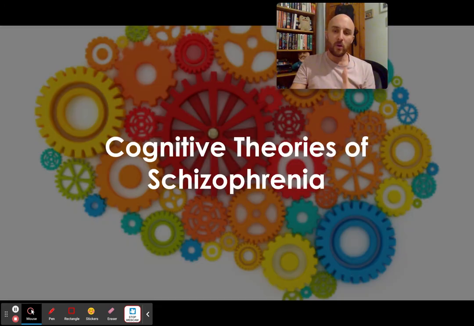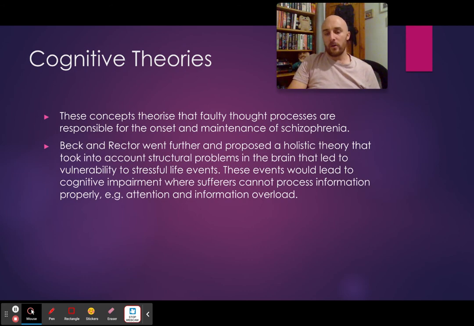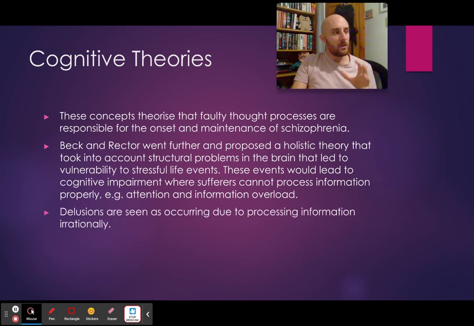When we're talking about cognitive theories of schizophrenia, we're talking about how people's thought processes can become maladaptive. That's a great term. Maladaptive, essentially, means they're no longer working in society. Maladaptive means bad workings. So this is the idea that faulty thought processes are responsible for the onset and the maintenance, not only getting schizophrenia, but maintaining it. Beck and Rector went on to develop quite a holistic theory that linked everything together, right? Now, delusions are a big part of this bad processing.